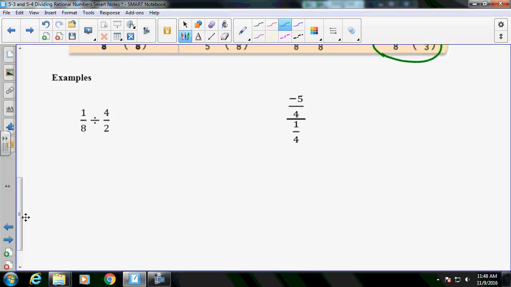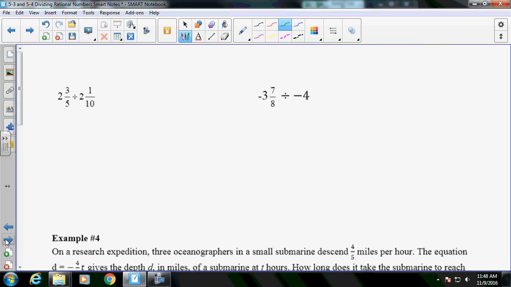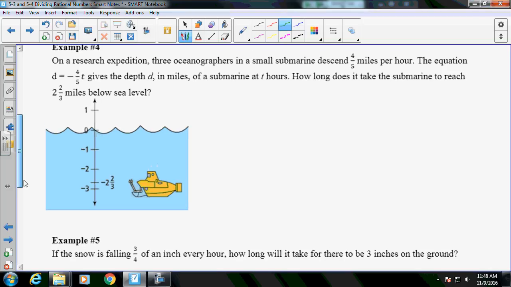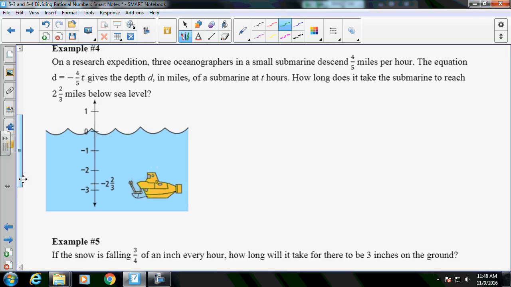Okay, here are some examples. There are 4 of them. I would like you to do these examples, and we will go over these in class tomorrow. So this is one of the things I want you to do so that we have it ready for tomorrow. And here's the remainder of these 2 problems. All right, so let's move on to example 4.